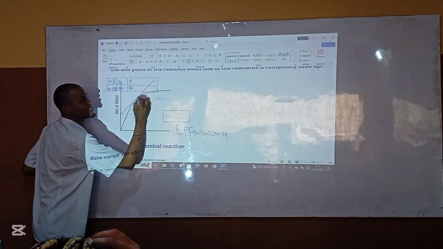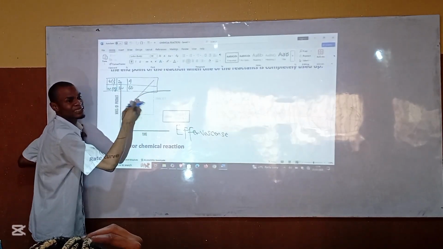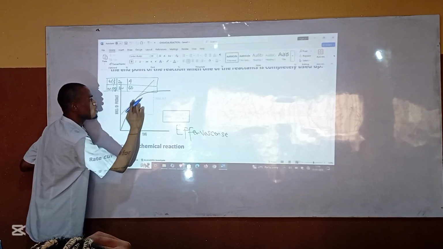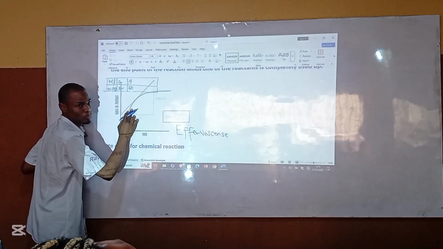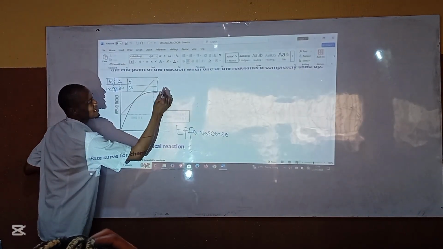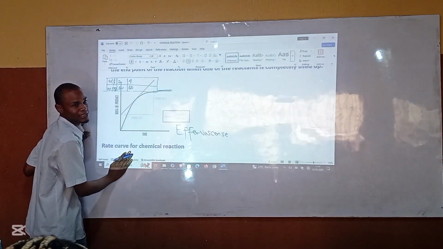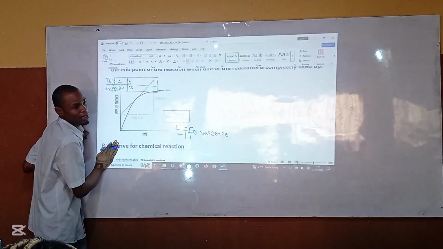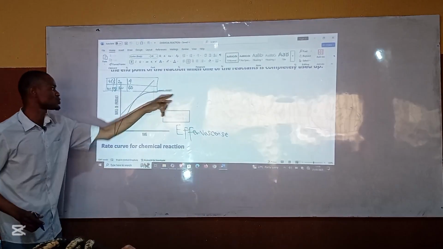But at this curve part, the reaction is slow because the reaction is about to come to an end. At this curve part, if it is labeled, the reaction is what? Slow, because the reaction is about to come to an end. This horizontal line here shows that the reaction has come to what? An end. They can label the diagram for you. So this reaction has come to an end.